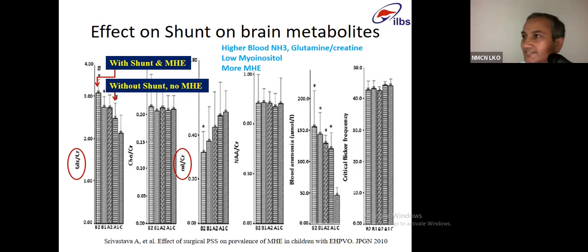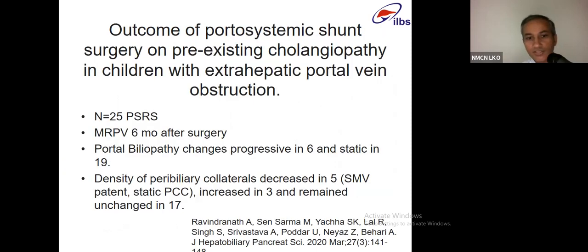So this is a very interesting study again from SGPGI, where it has been shown that those patients who undergo shunt actually have higher blood ammonia, higher glutamine to creatine ratio, low myoinositol, and more risk of minimal hepatic encephalopathy. So with non-selective shunts, there is risk of minimal hepatic encephalopathy and changes in the brain metabolites, which are almost similar to cirrhotics. So again, this data also negates the effect of the shunt surgery.